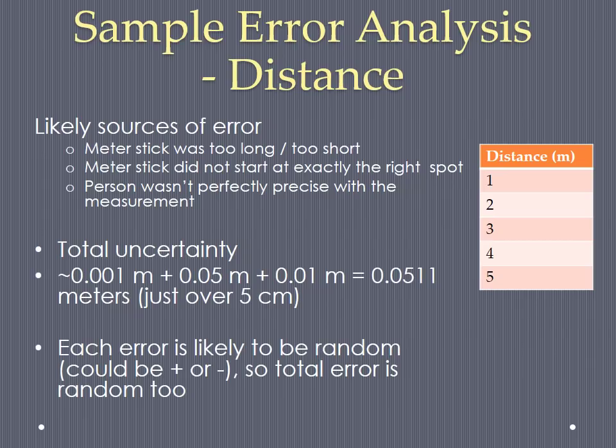The following is a sample of error analysis for measuring distance. As you can see, they identified likely sources of error. They added up all the uncertainty that they received in their measurements. And because the measurements could either be positive or negative, they concluded that the total error is probably random.